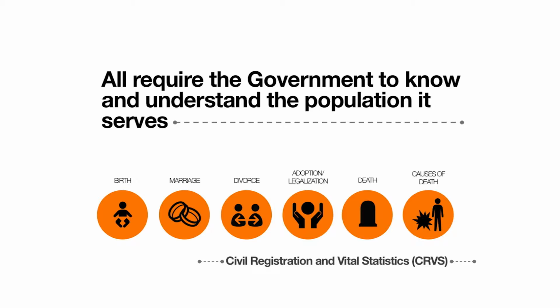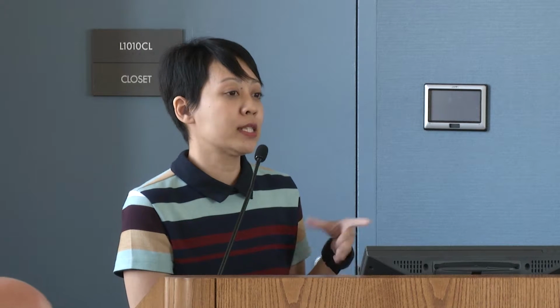So all of these require the government to know and understand the population it serves. This information is supposed to be provided by a system called Civil Registration and Vital Statistics, or CRVS, which is a continuous, compulsory, universal way of reporting and recording vital events in people's lives, which includes birth, marriage, divorce, migration, adoption, death, and causes of death.